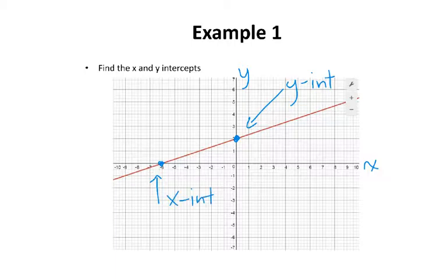Besides just identifying the y-intercept and x-intercept, we can also determine their coordinates. So the y-intercept happens to be (0, 2), while the x-intercept happens to be (-6, 0).